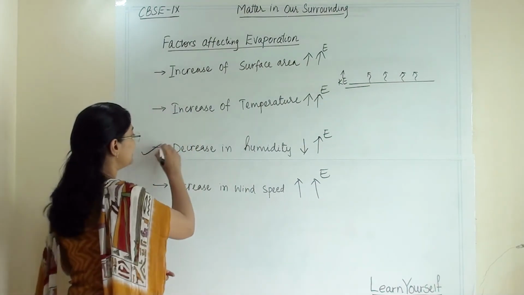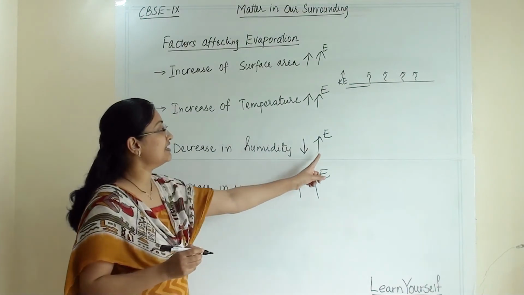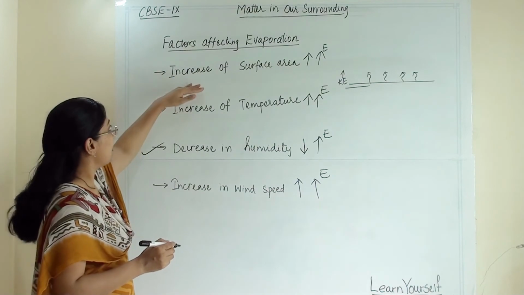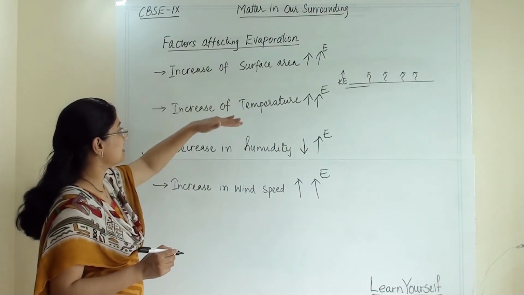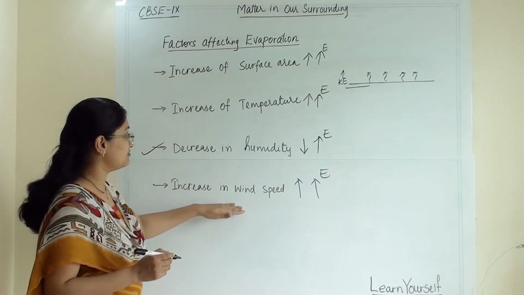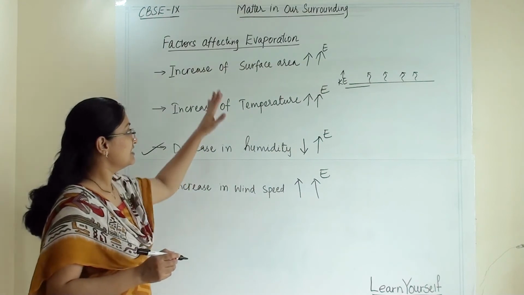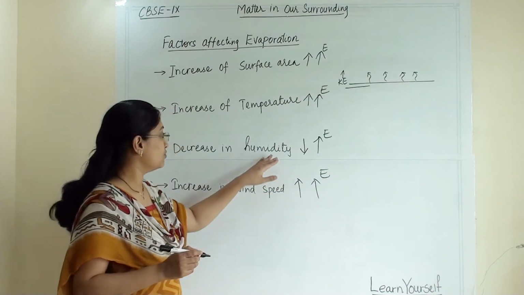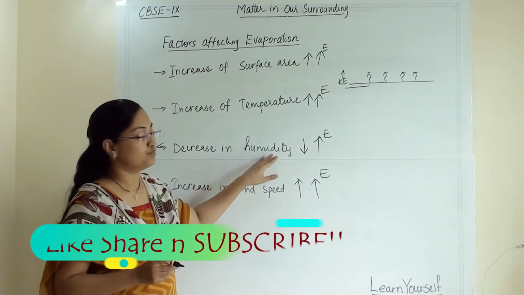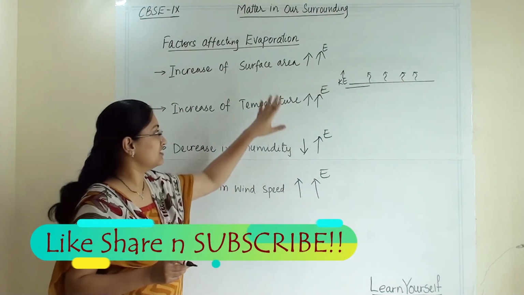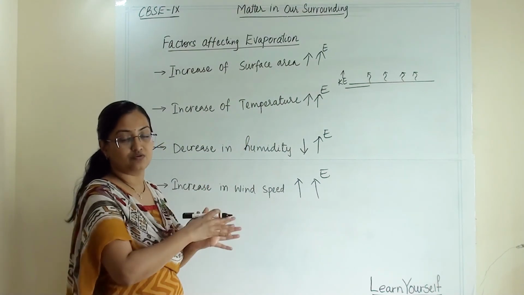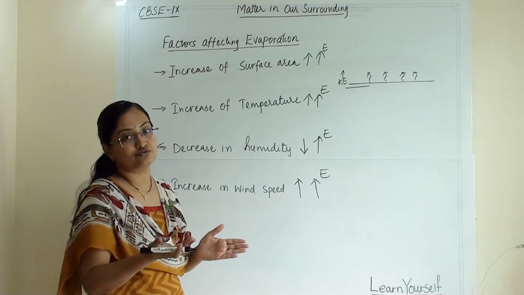Only one, that is decrease in humidity, will increase the evaporation rate. For the rest, as the surface area increases, temperature increases and wind speed increases, the evaporation rate also will increase. Humidity alone goes opposite to the evaporation rate. The rest all go hand in hand with the evaporation rate. That one will increase, another will also increase.